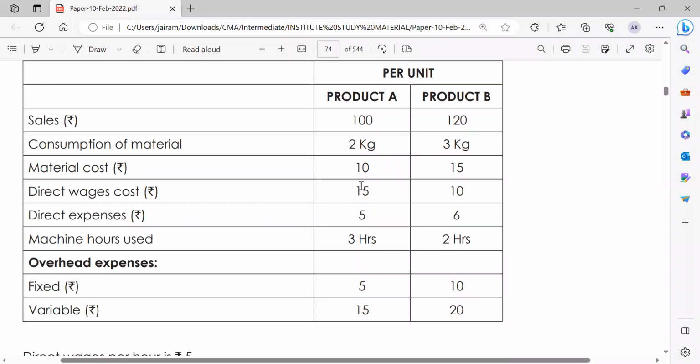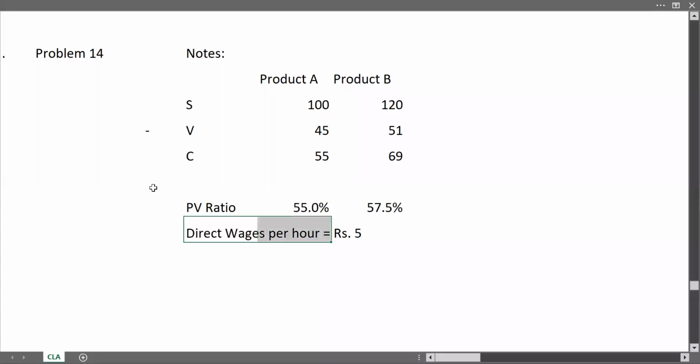So how I got that is: 15 is your direct wage cost. Direct wages cost is 15 and you have got machine hours as 3. So here 15 upon 3, I have written as 5. So that's just information. Just written that. We may or may not need it. So at the beginning of the problem, you should just write whatever information you have, just tabulate it. It's okay if some information is not needed also, right?